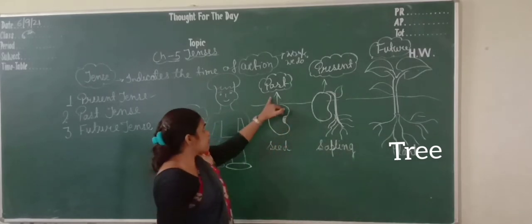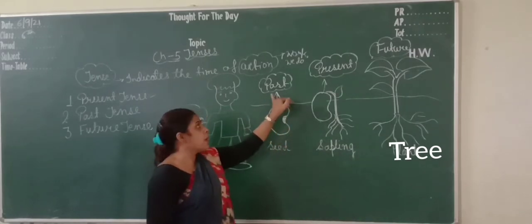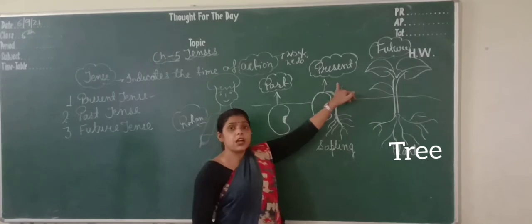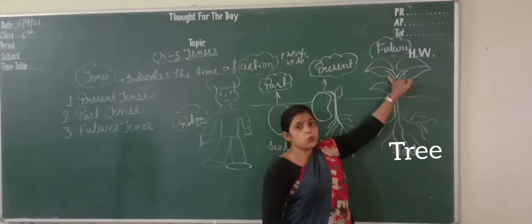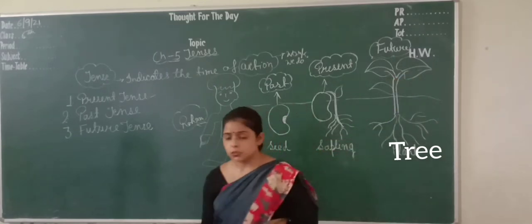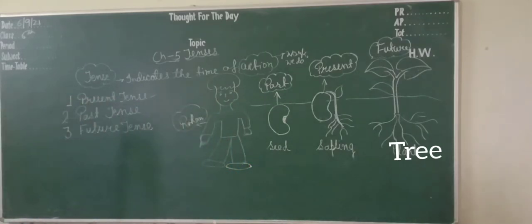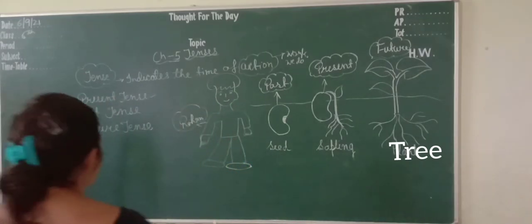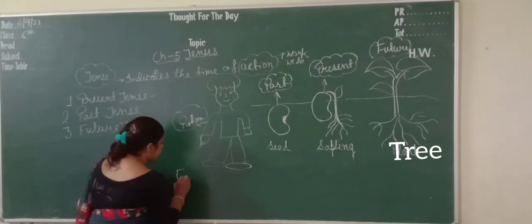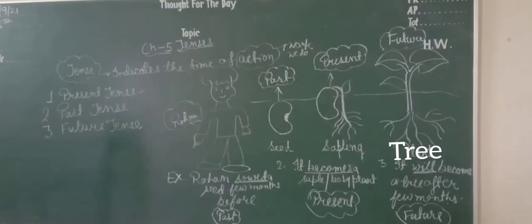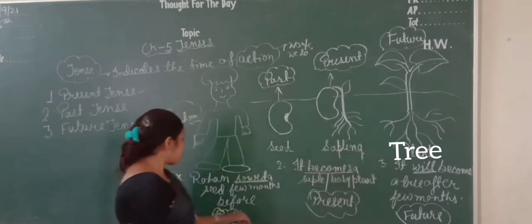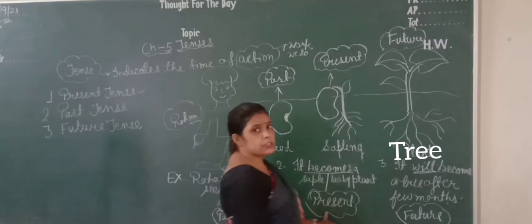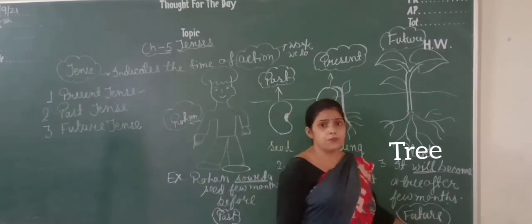Past means which we have done already. Present means which we are doing. Future means which we will do in coming time. That is future tense. Now we have written sentences here, we can see the example. I have written three types of sentences. First one is past tense, second is present tense and third is future tense.